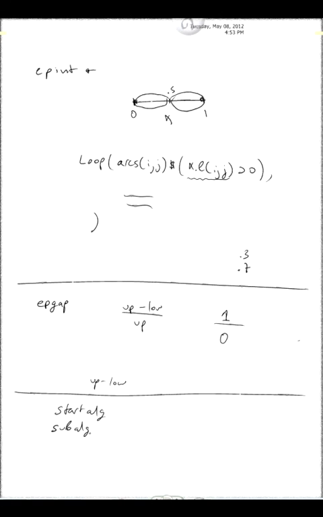But oftentimes, Cplex might guess incorrectly. So maybe it uses a barrier algorithm or the simplex algorithm when you intended it to use the network simplex algorithm. And so that's what these two knobs right here let you do. They let you specify to Cplex exactly what algorithm to use for solving your linear programs.